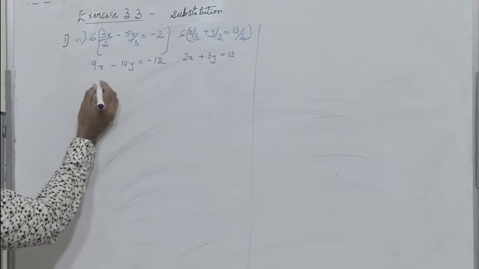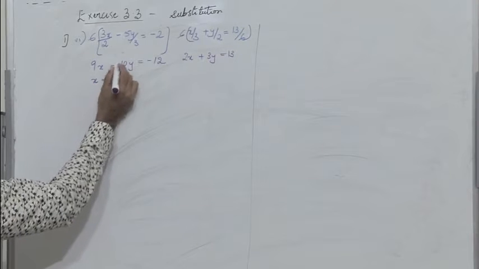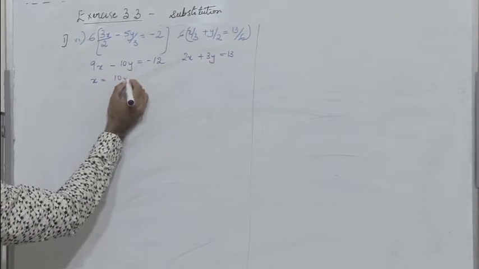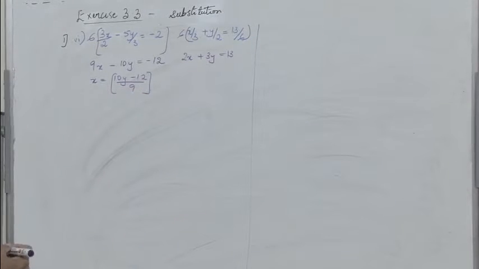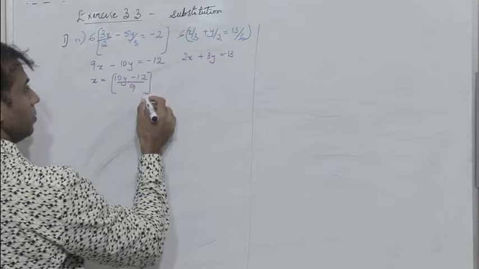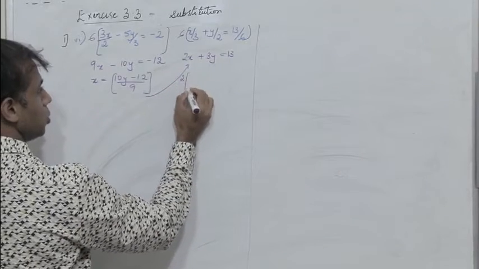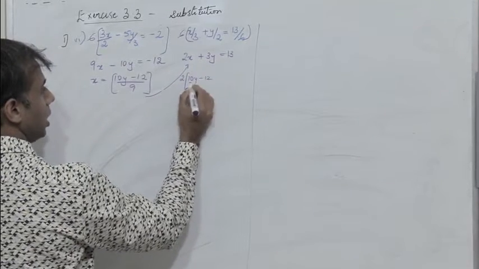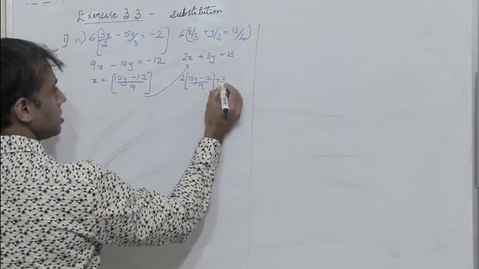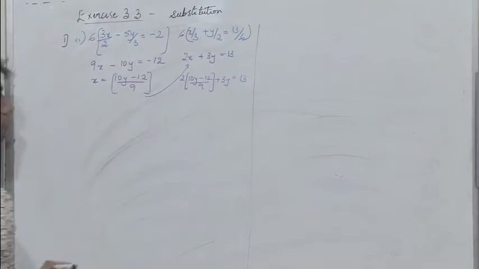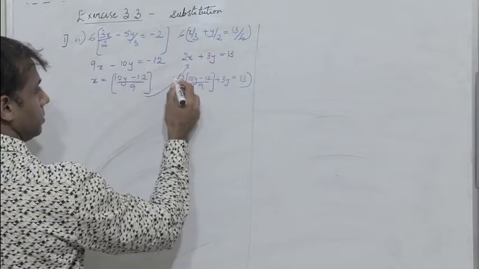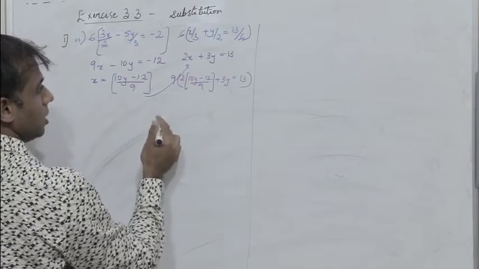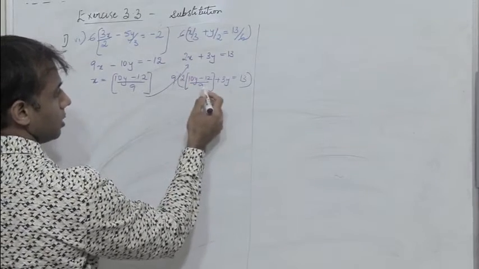Right? So now what is x? Taking this to RHS, I get x equals (10y minus 12) divided by 9. So this is x here. Let me substitute the value of x in this equation. So I get 2 into (10y minus 12) by 9 plus 3y equals 13. The best way is to multiply the entire equation by 9, so that I can avoid this.